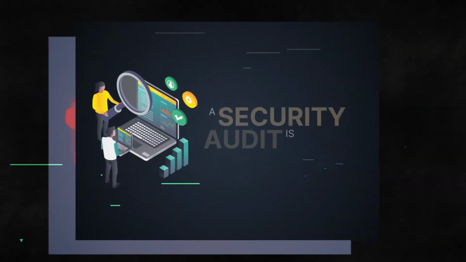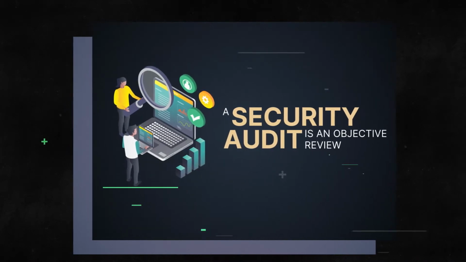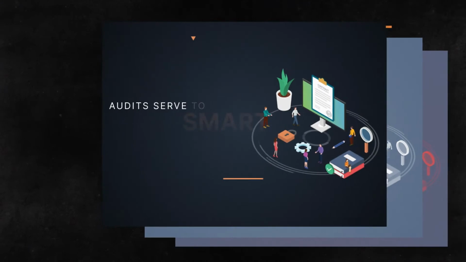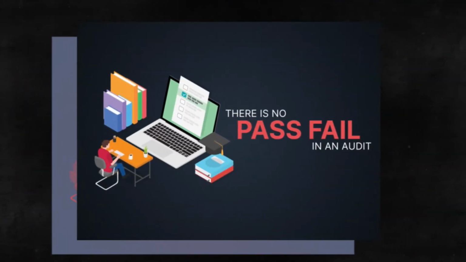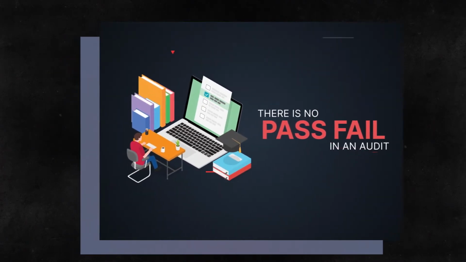A security audit is an objective review of a particular codebase or smart contract. The goal is to identify security vulnerabilities, optimizations, and coding styles. Audits serve to mitigate smart contract risks. At this time there is no pass or fail in an audit. It's best to view them as an unbiased assessment.